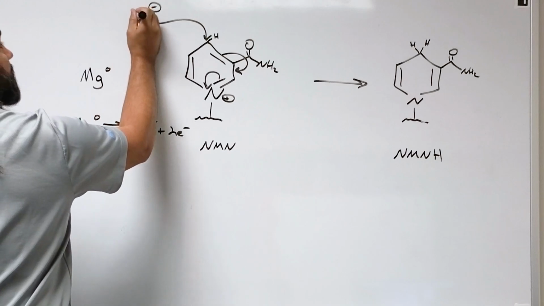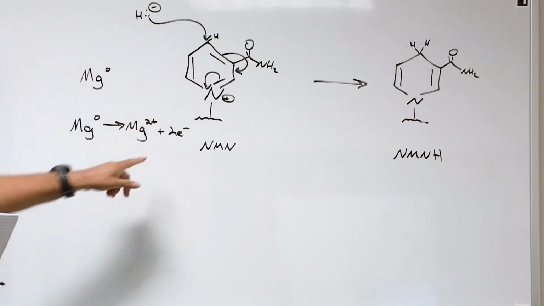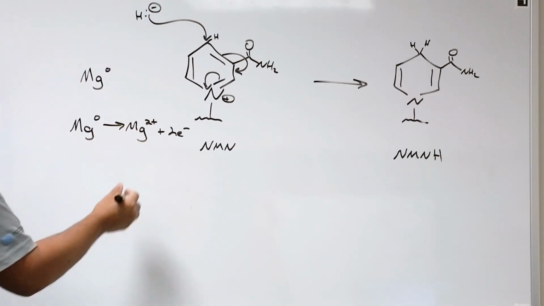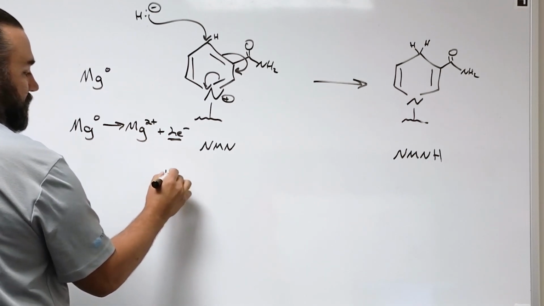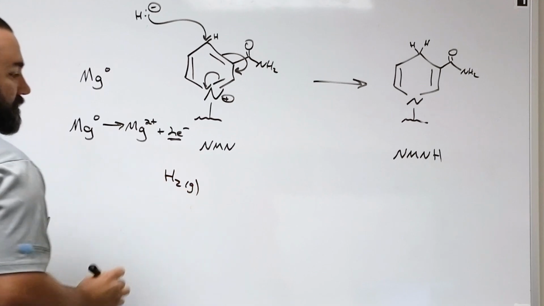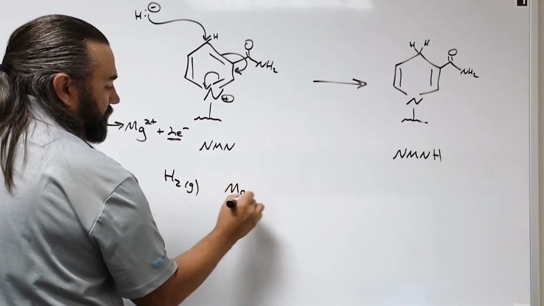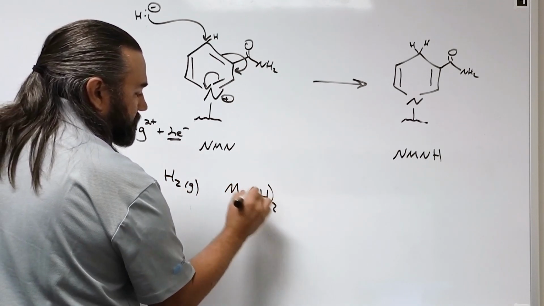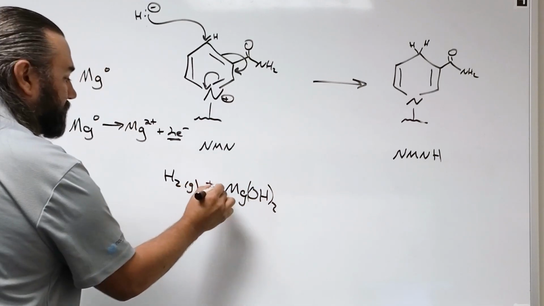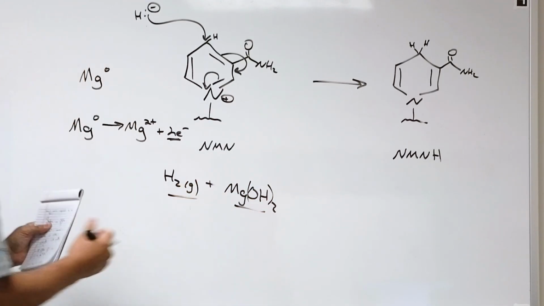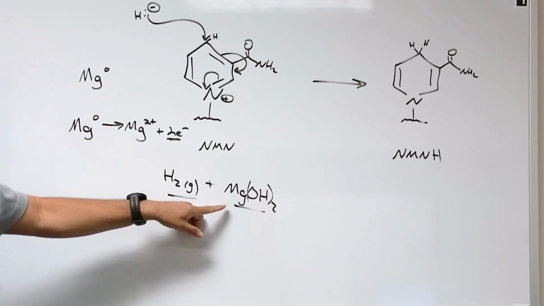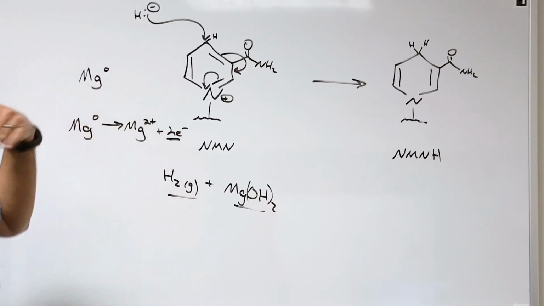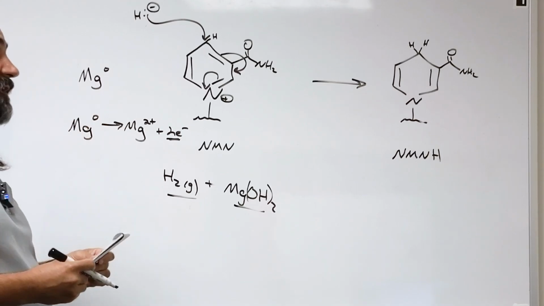I'm just going to clean this up. Right? As soon as you add magnesium metal to water, these 2 electrons go to the oxygen in the water, and they give you hydrogen gas and magnesium hydroxide. So these are the products you get when you add magnesium metal to water. You don't get hydride. So there's no hydride being generated in this reaction.